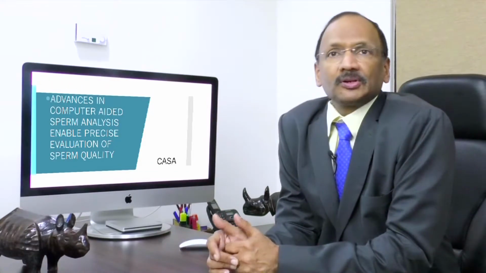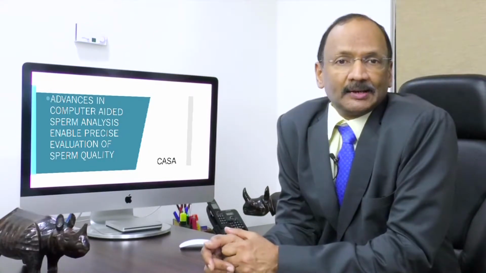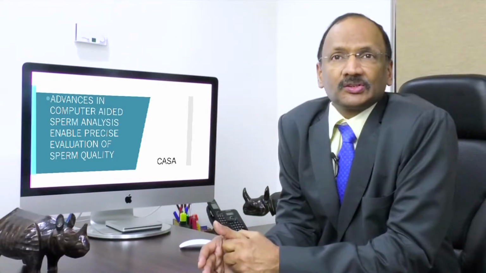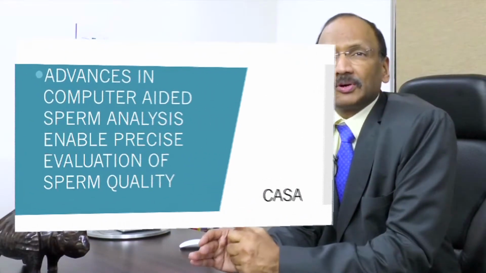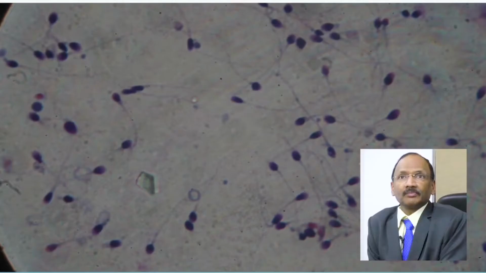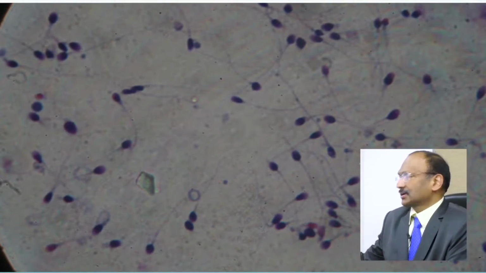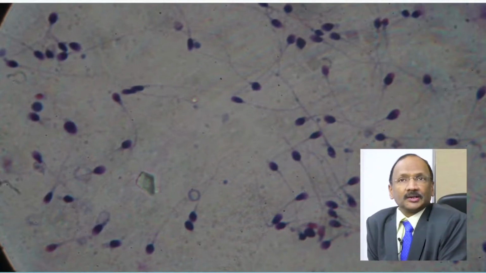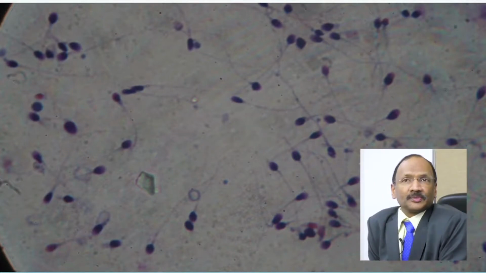The advances in computer-aided seminal analysis has helped us to understand that computer-aided analysis gives a much more precise, reproducible information. That reproducibility is a very important component in the analysis of the male. When you look at this image of the sperm, most of the time it is not documented, it is not properly measured, and also it is not properly reported.